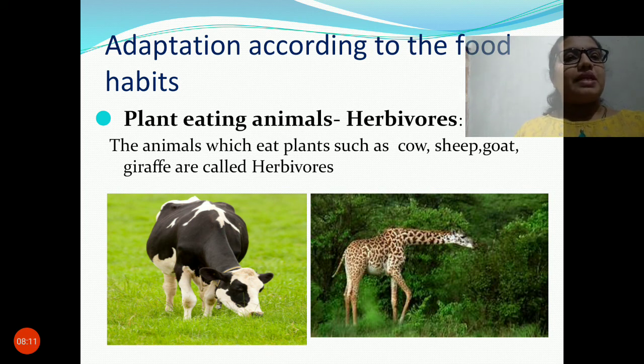The animals which eat plants, such as cow, sheep, goat, giraffe, are called herbivores.